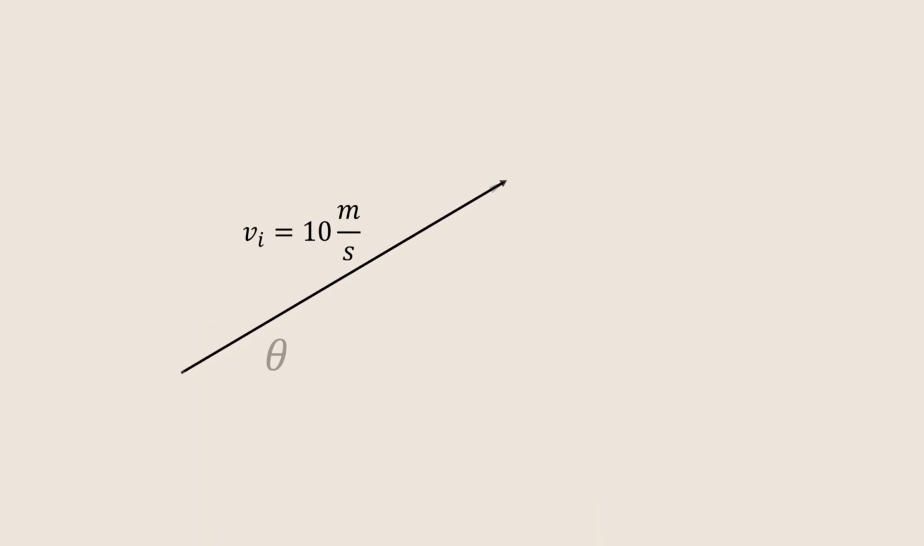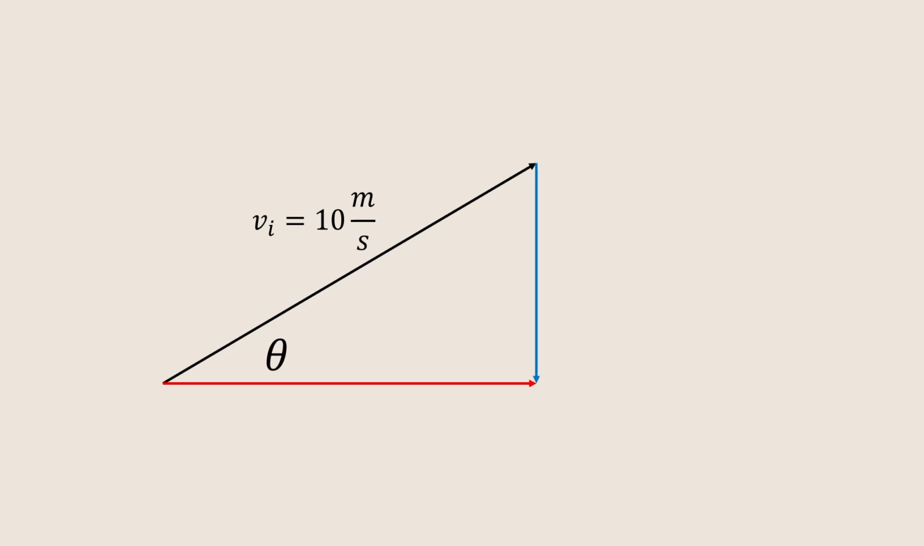Given our initial velocity vector of 10 meters per second and the desired launch angle theta, we can break this into our horizontal and our vertical components. The horizontal component, the velocity in the x direction, is given by initial velocity times cosine of theta, and the vertical component is given by initial velocity times sine of theta. Let's first examine the velocity in the y direction.